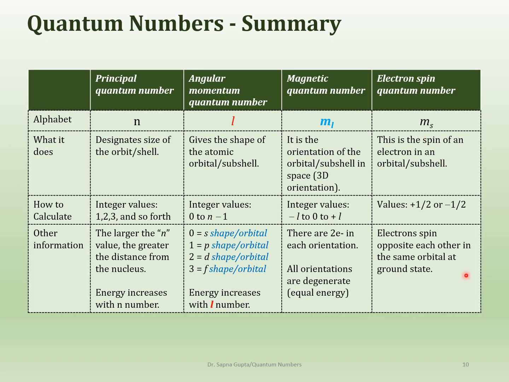So here are all your quantum numbers. Here is a summary of everything. The principal, angular, magnetic, and electron spin quantum numbers. And here are the letters. I've tried to make it color coded for you. You're not going to remember the color, but still, it's easy for you to differentiate then. And then it tells you how to calculate it, and any other information. So this is just a summary of everything that we have talked about.